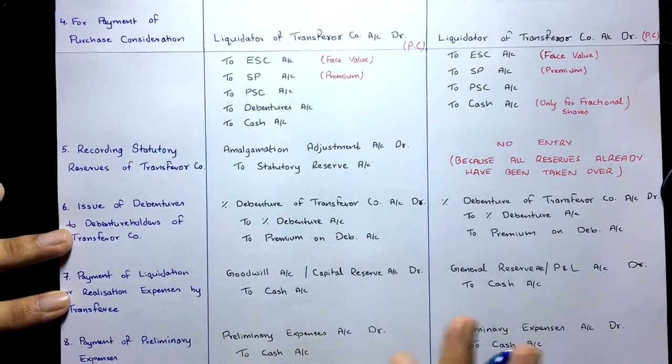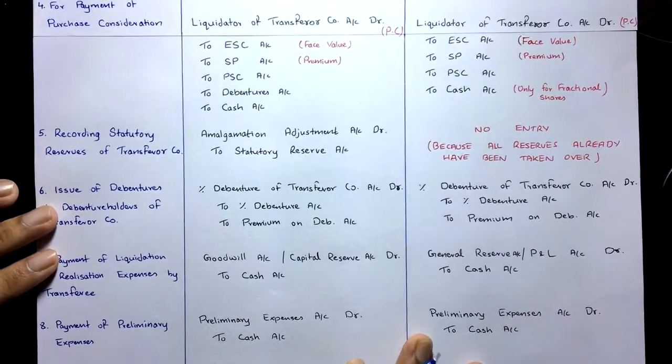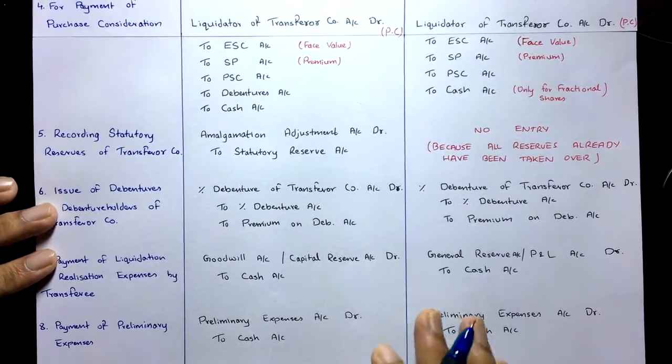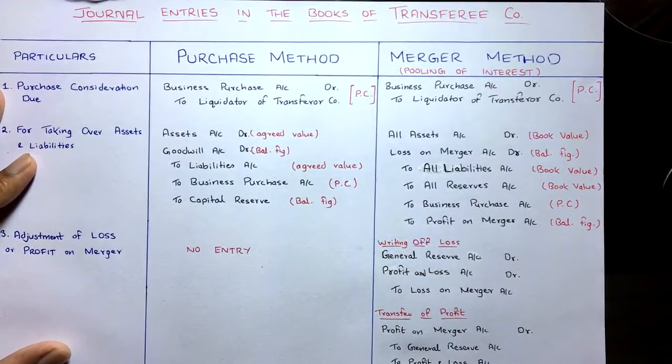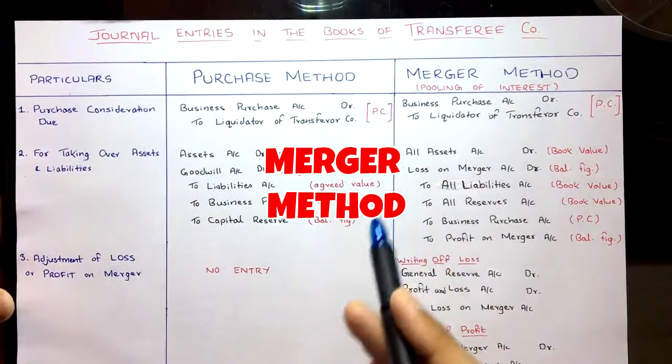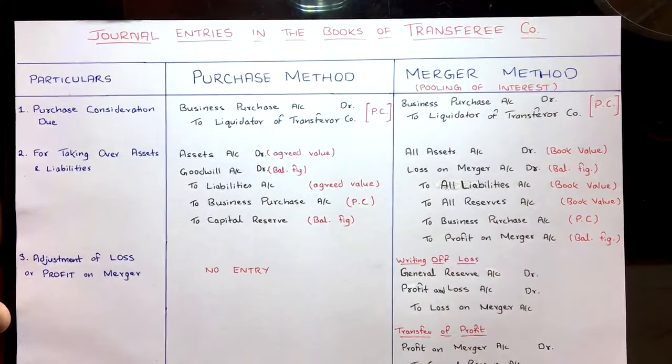So these are the entries under the purchase method. Don't worry, it's simple. It's not tough. Okay. Now let's see the merger method in comparison to this, and what are the differences between the merger method and the purchase method. Right. Let's go to the merger method. Now let's see the merger method. What journal entries do we have to pass under the merger method in comparison to purchase method?